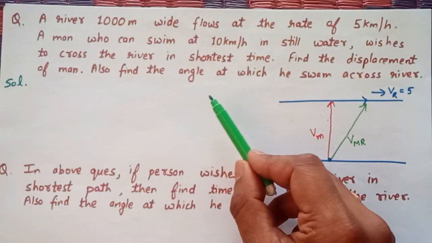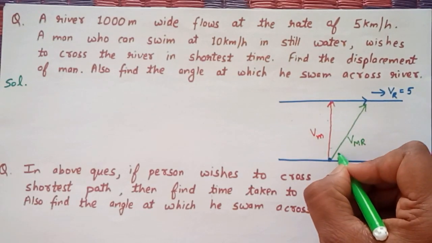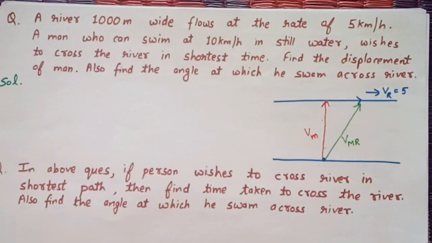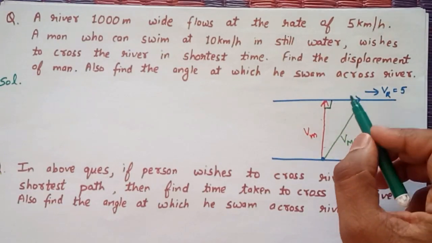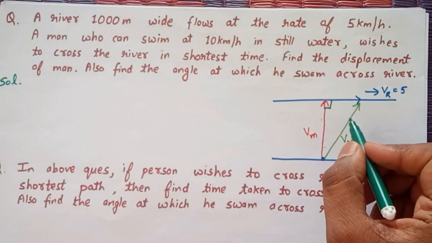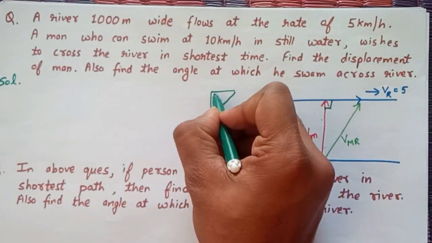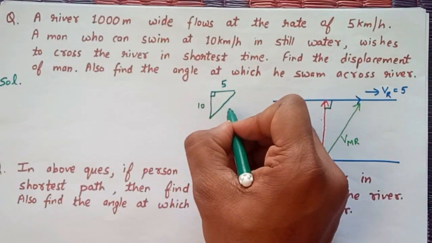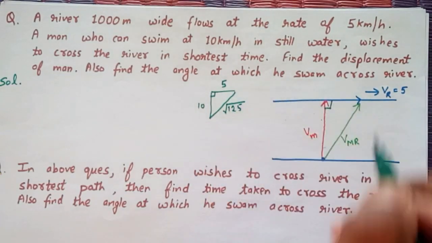Also find the angle at which he swam across the river. So we have to find either this angle or this angle. Okay, fine. First of all, this angle is 90 degrees, this one is 5, and this one, the velocity of the man, is 10. So taking it like this, if this one is 5 and this one is 10, then by using the Pythagoras theorem we can find that it will be square root of 125.